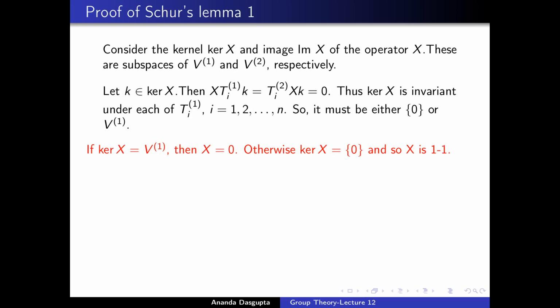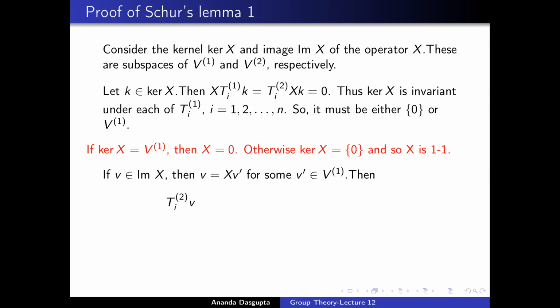Now let us continue on the same line of argument with the image of X. If a vector v belongs to the image of X, then v, remember, which is a vector of V2, must be of the form X acting on v' for some v' which belongs to V1. This, of course, is what it means when we say v belongs to the image of X.